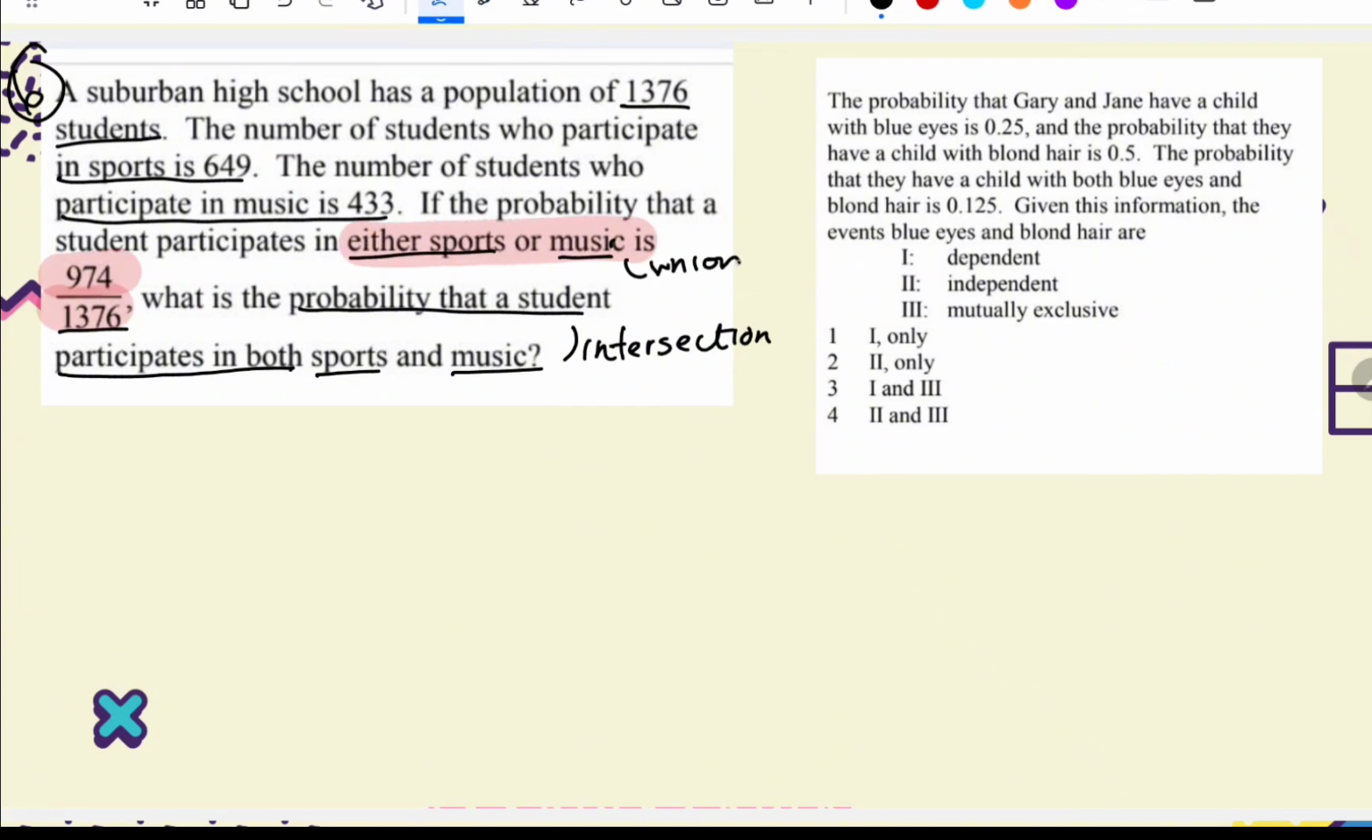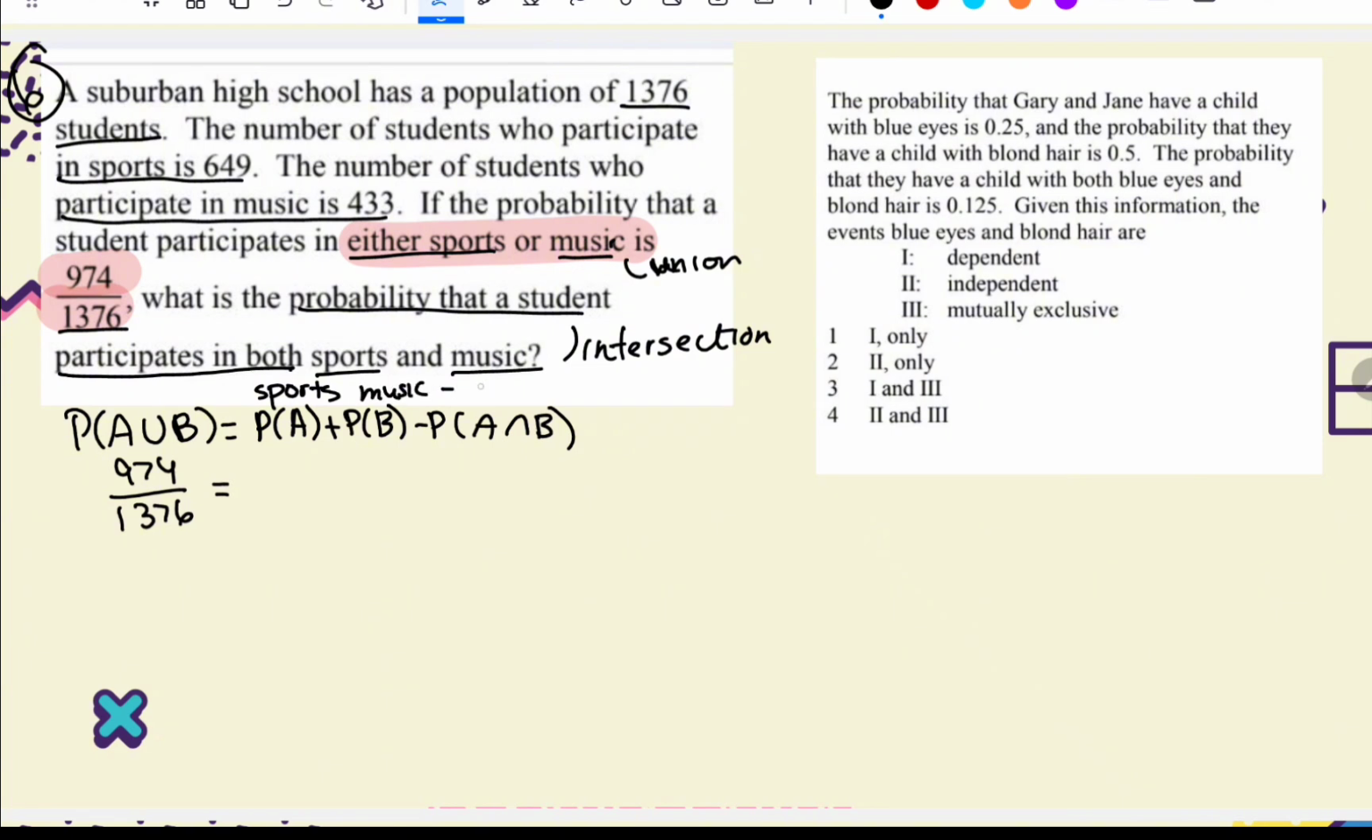So what am I going to do? I'm going to use my union probability equation backwards. So we know our union equation is the probability of A or B equals the probability of A plus the probability of B minus the probability of A and B. So probability of either sports or music is 974 over 1376 equals probability of sports, which is 649 over 1376, plus probability of music, which is 433 over 1376, minus, and we're going to keep that as x for now.